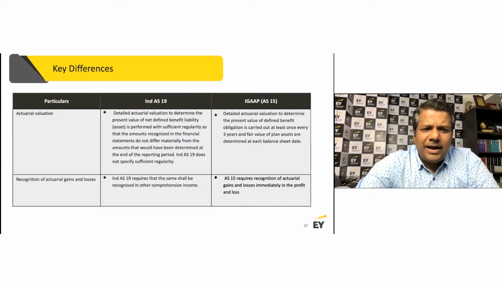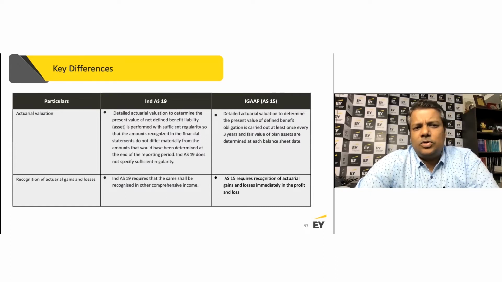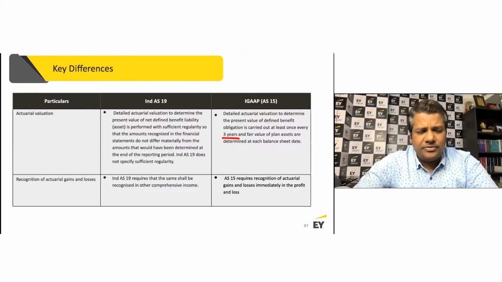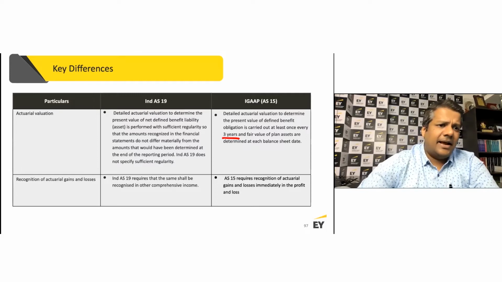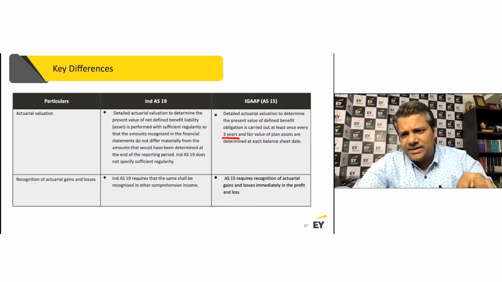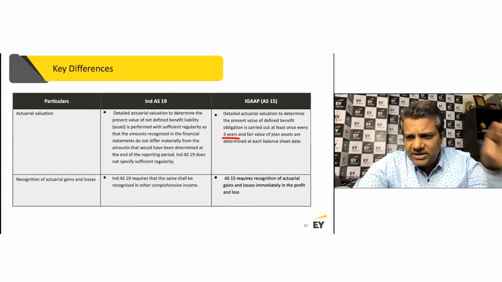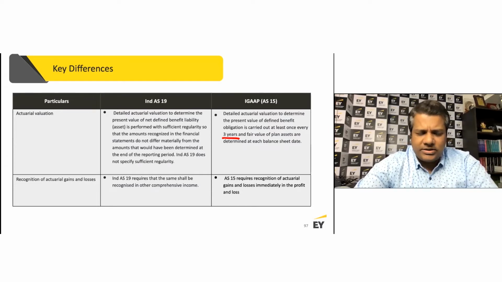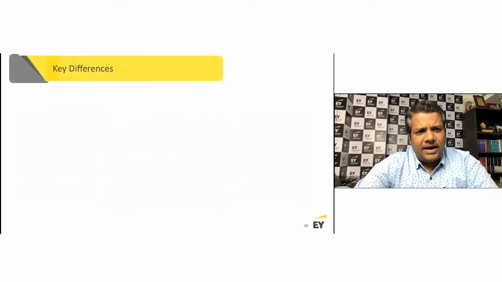Ind AS 19 does not specify the regularity, whereas in Indian AS 15, the 3 year period has been used as a bright line, which is not there under Ind AS 19. Recognition of actuarial gains and losses: under Ind AS 19, actuarial gains and losses sit in other comprehensive income. Under AS 15, the actuarial gains and losses are recorded in the profit and loss account. So that's a significant difference between Ind AS 19 and Indian GAAP.